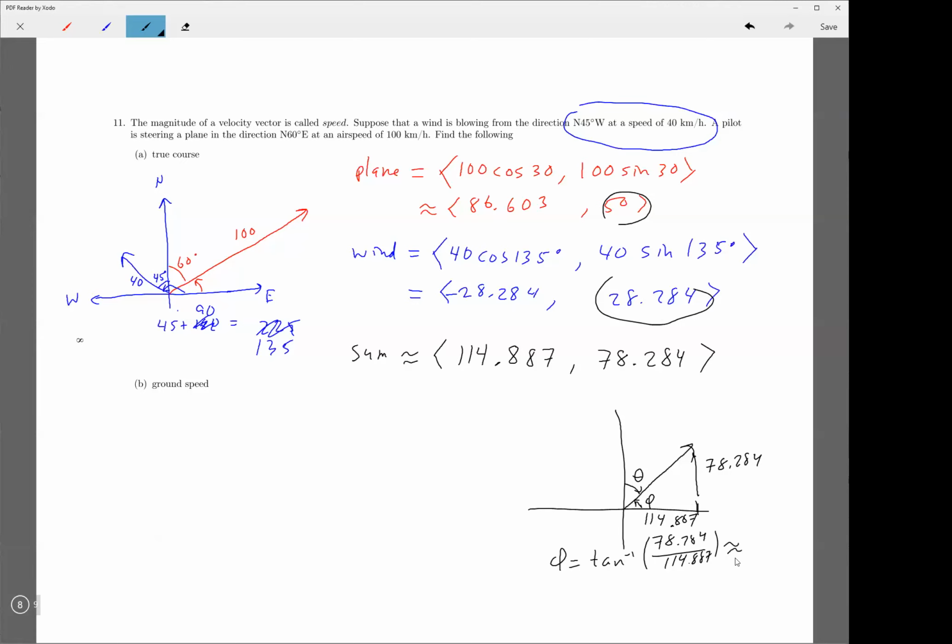Okay, so I'm going to go inverse tangent of 78.784 divided by 114.887, and I get approximately 34.44. Okay, but that's this angle here. Our theta, which is what we're after, would be 90 minus that.